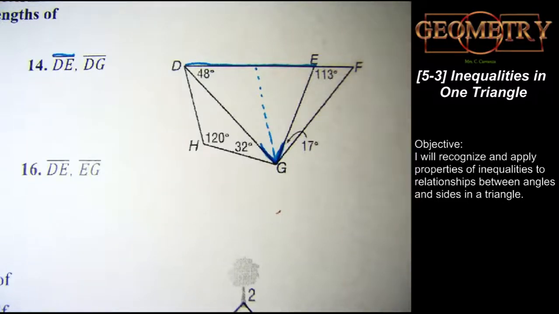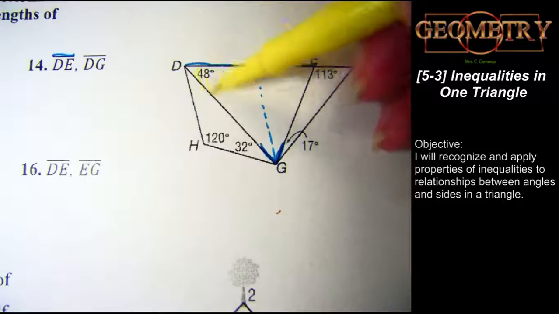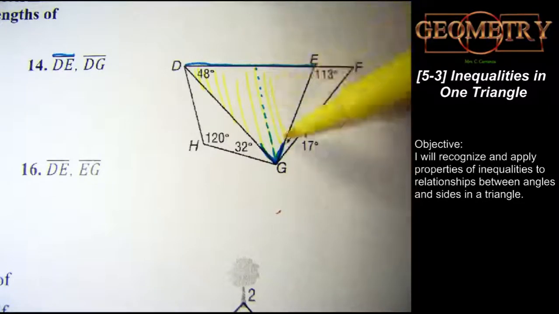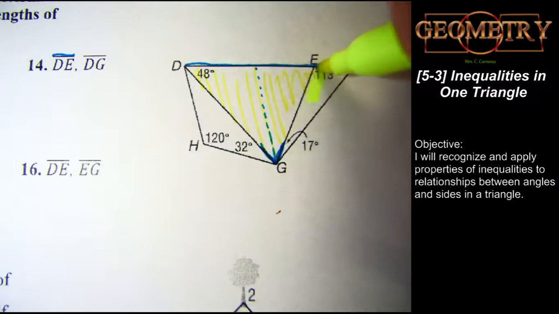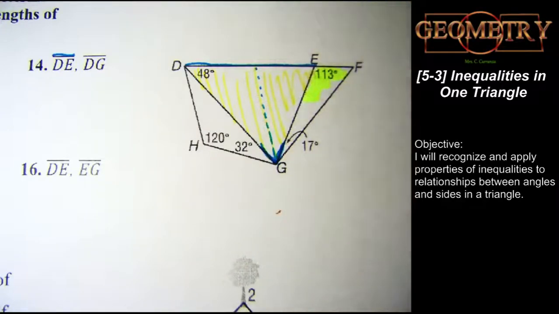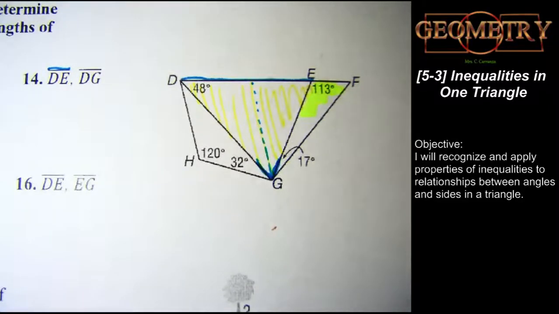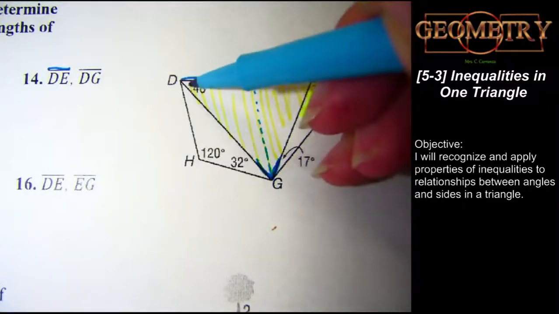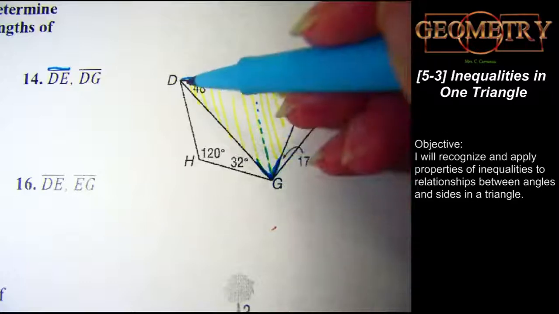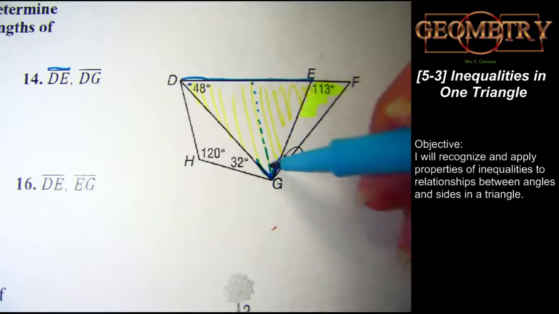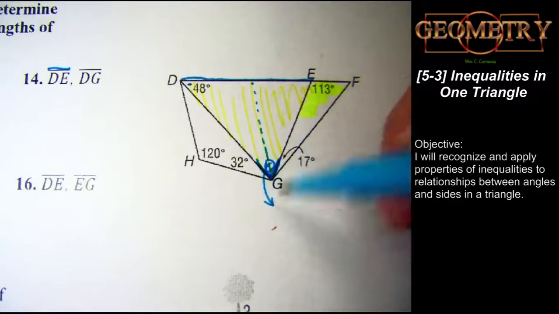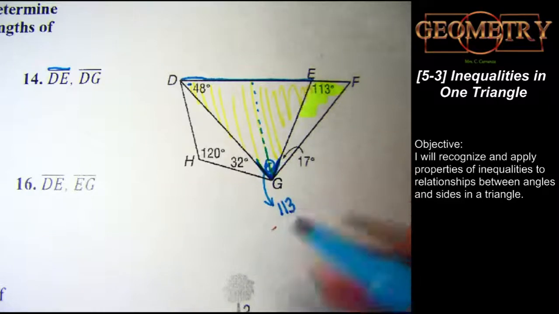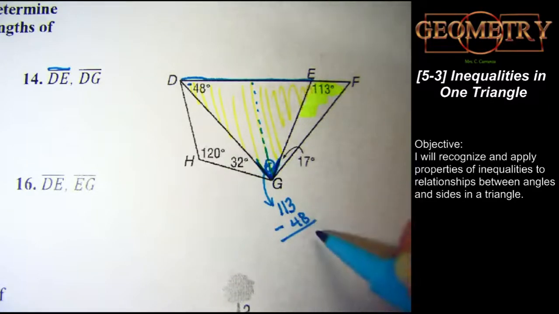But I notice that this entire triangle right here has an exterior angle. And according to our old exterior angle theorem, that measurement is found by adding these two remote interiors. Which means to figure out the measure of this missing angle, I can take the exterior angle and subtract from it the other remote interior.